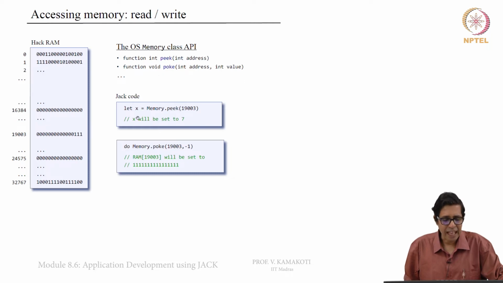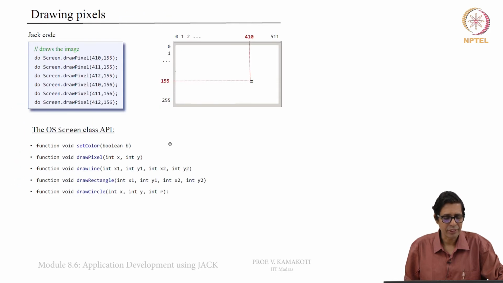So from the Jack language we can say let x is equal to Memory.peek(19003), then it'll go and get the value 7, because in 19003 you actually see the value 7 here. And similarly I can say Memory.poke(19003, -1), then it'll immediately set the memory to 1111, minus 1 in 2's complement is all 1's, right. So I can read and write memory using this.